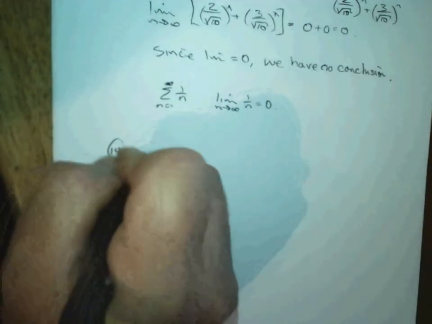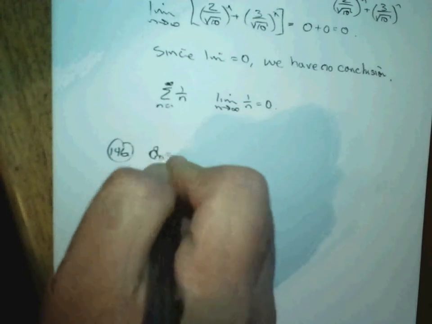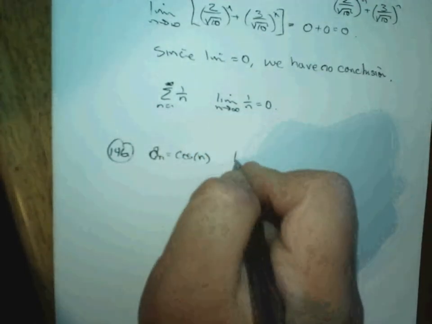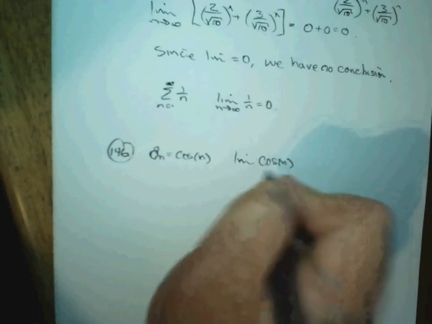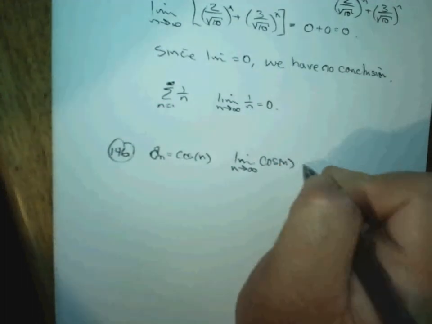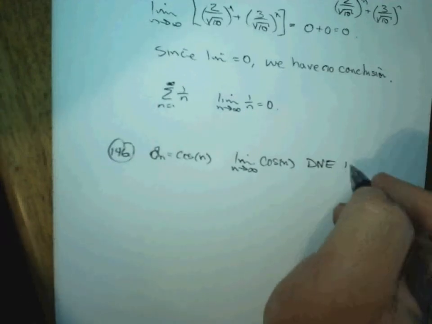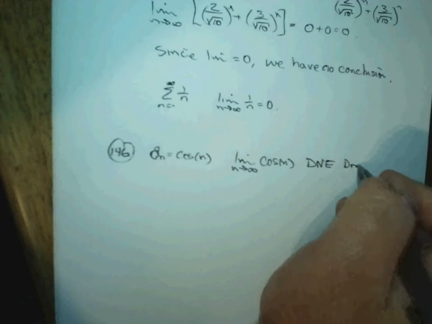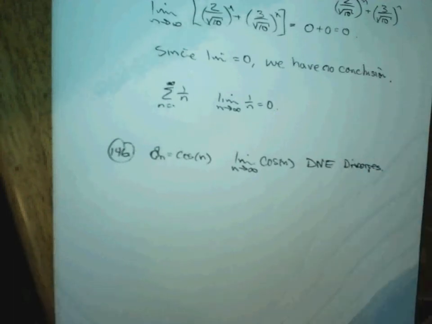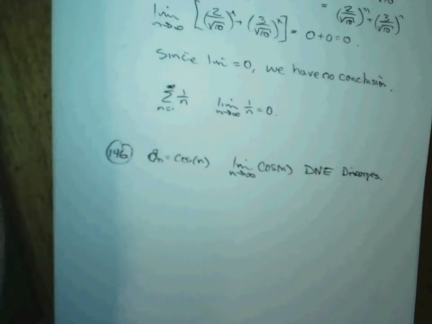Okay? All right. How about 146? That's a simple one. A sub n is cosine of n. Well, the limit of cosine of n oscillates, does not exist. So what does that tell you? If the limit does not exist, then this diverges. Which simply means the series does not settle down to a constant value as you sum it up. Doesn't mean necessarily the series is infinite. It just means the series does not have a single value.